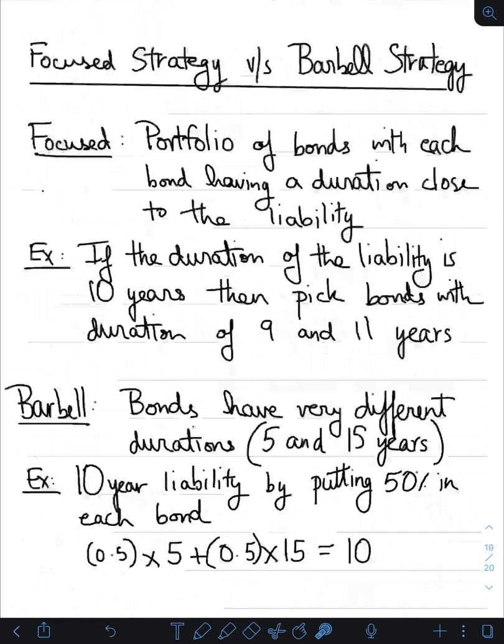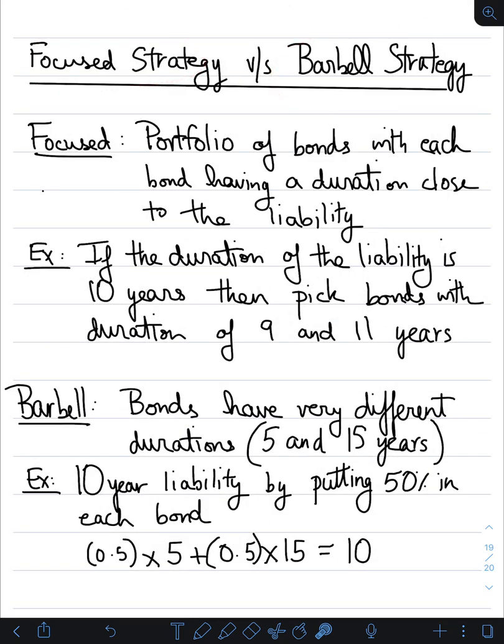There are 2 strategies that investors use in order to create portfolios with matched durations. The first one is called a focused strategy, and the other is called a barbell strategy. What's a focused strategy? The focused strategy, as you would think, is creating a portfolio made up of bonds with a duration very close to that of the liability. Let's say once again the duration of the liability is 10 years. Then we could pick bonds with durations of 9 and 11 years, which are right around the 10-year point. That's very focused on the duration of that liability.